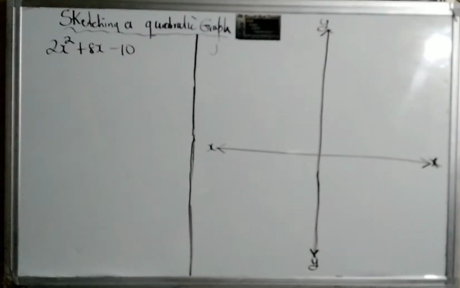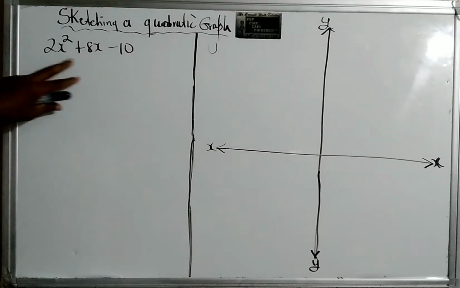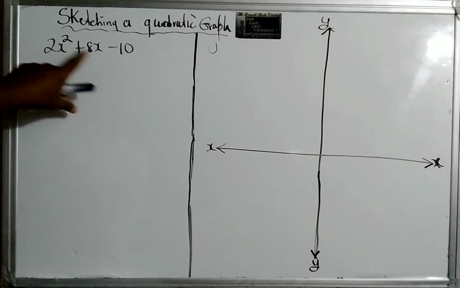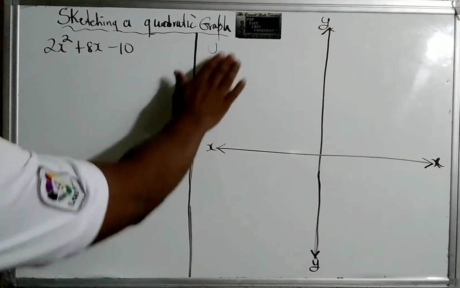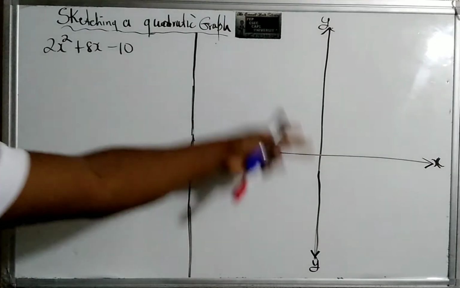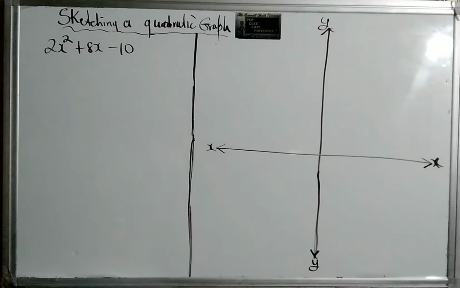Come guys, we're going to be sketching the graph 2x squared plus 8x, and as you can see, it's a quadratic graph. Once it's squared, it's a quadratic. So let us get right into it. And this is part 2, we already did part 1. I have a Cartesian plane over here, so let's go.